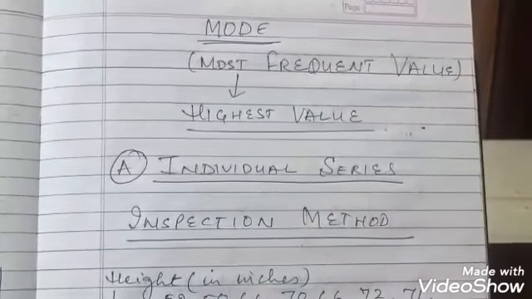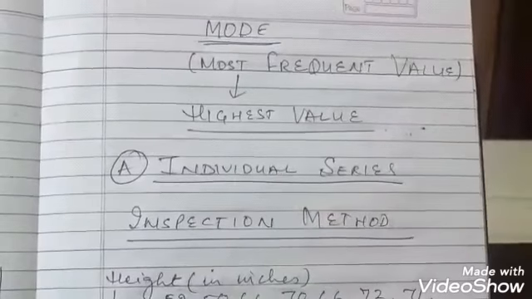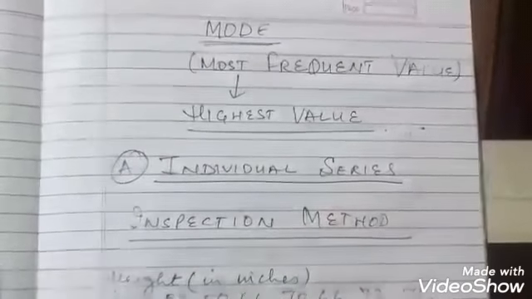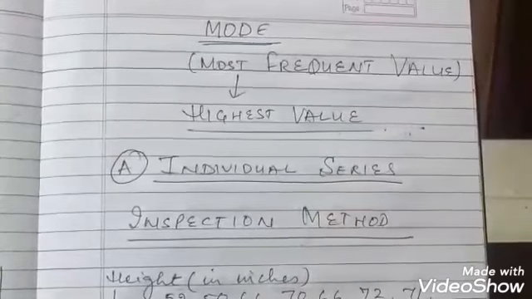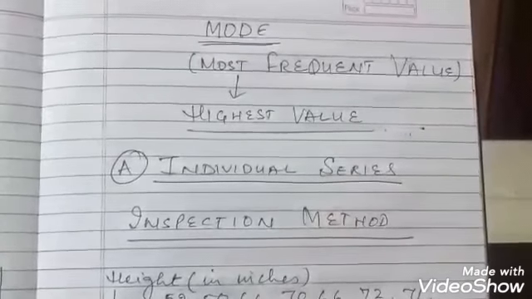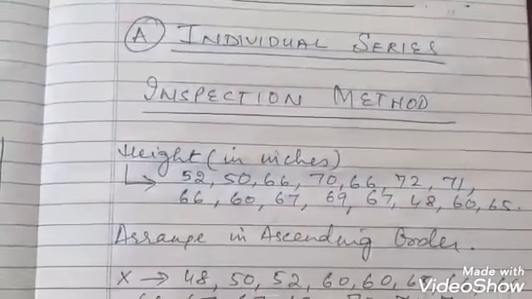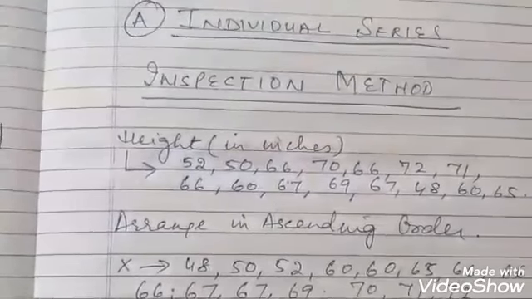Again, there are three series. We are going to understand mode in all the three series. We are going to understand mode using two methods, namely the inspection method and the grouping table method. In case of the individual series, we have only one method. It's the inspection method. We also call this the observation method.